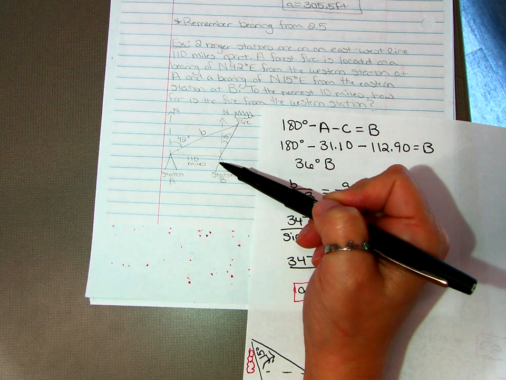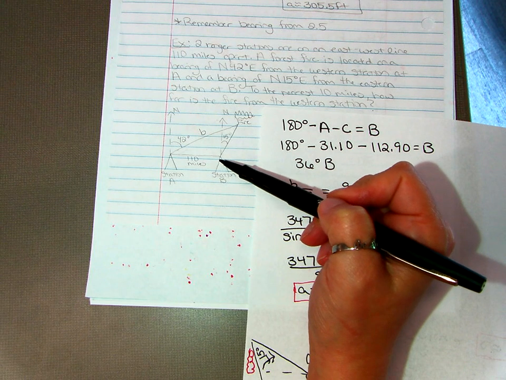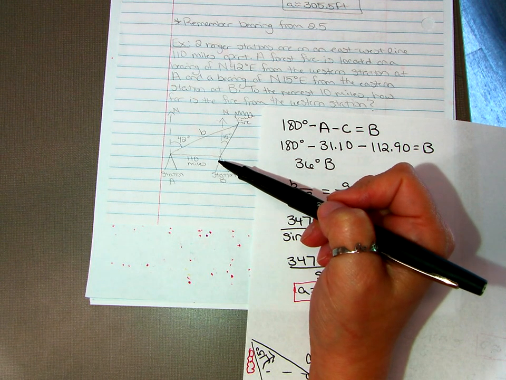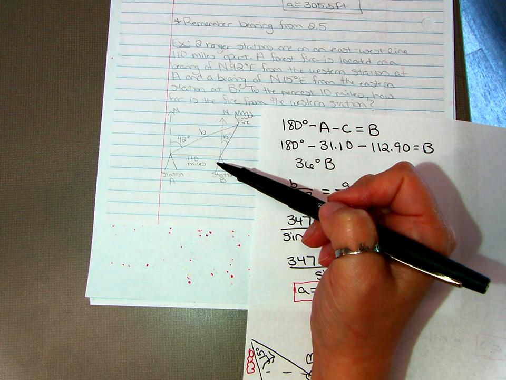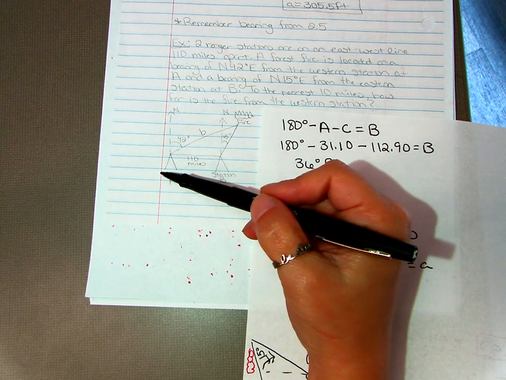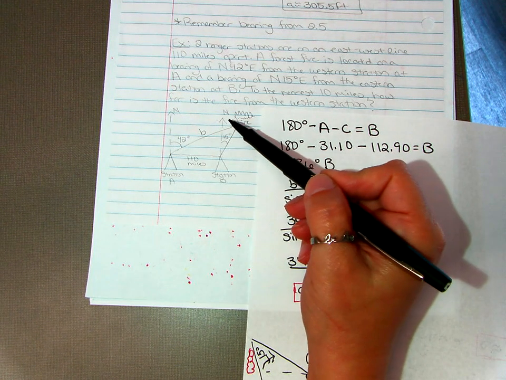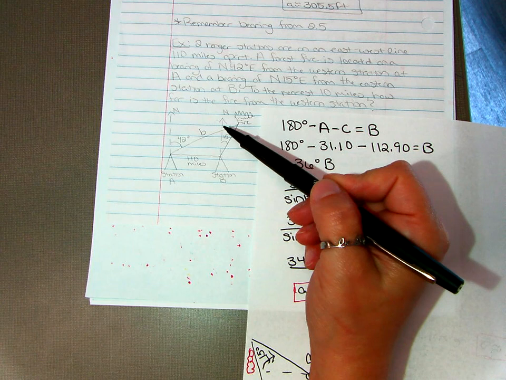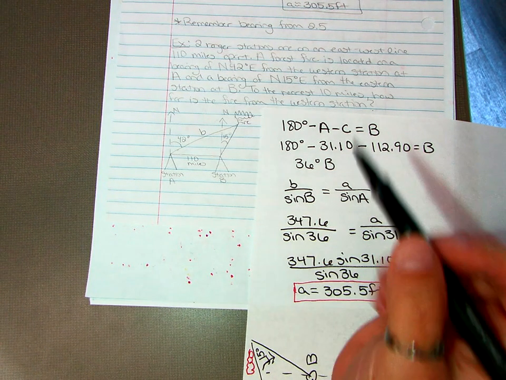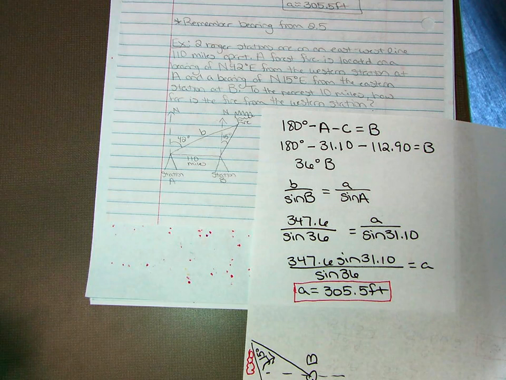It says to the nearest 10 miles, how far is the fire away from the western station? The western station is over here. That's station A. So I need to know this long side right here, which is actually side B, because that's opposite of angle B. So I'm trying to find side B based on all of this information. Well, they didn't give me any of my angles, so how do I do this?